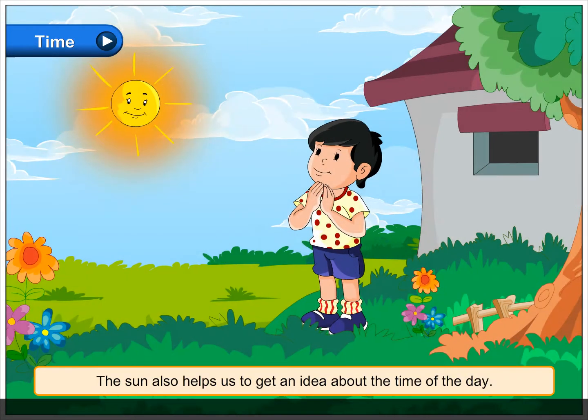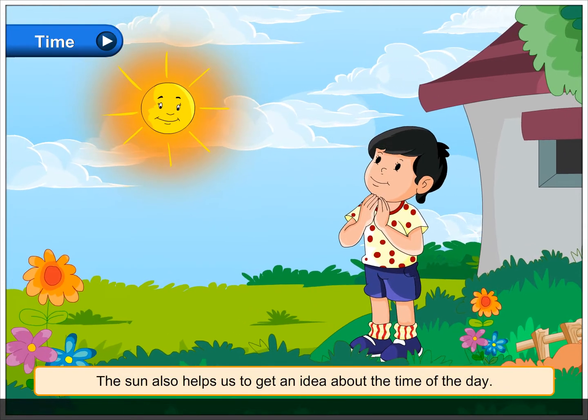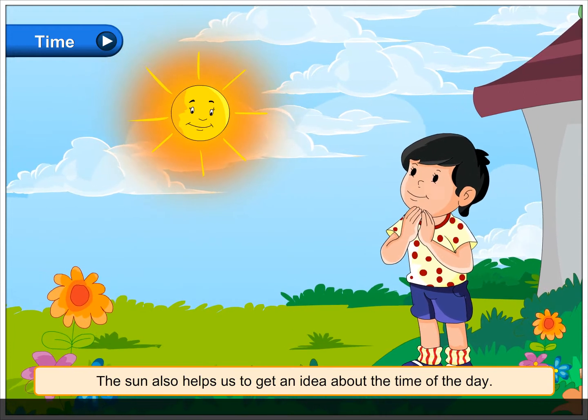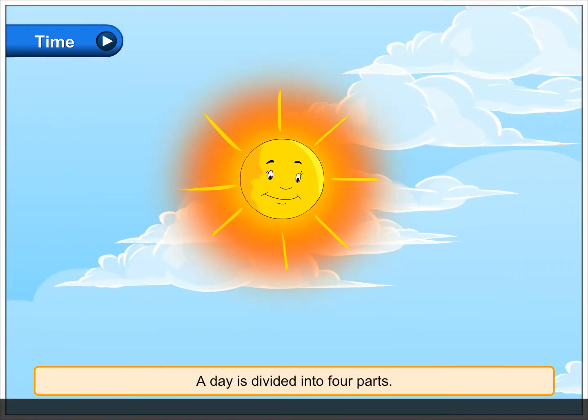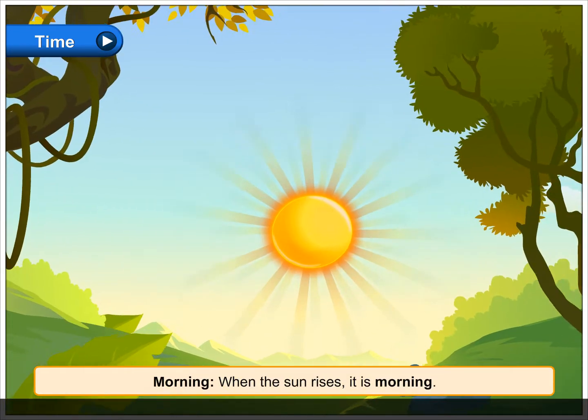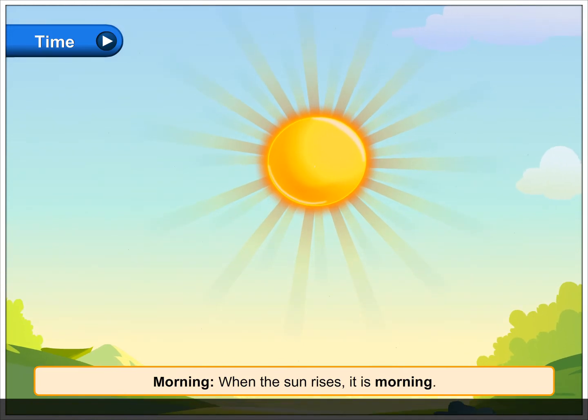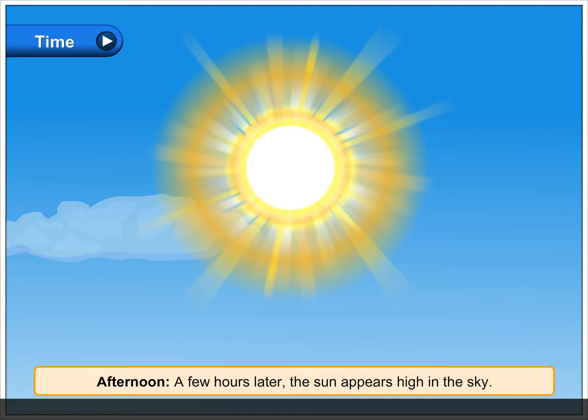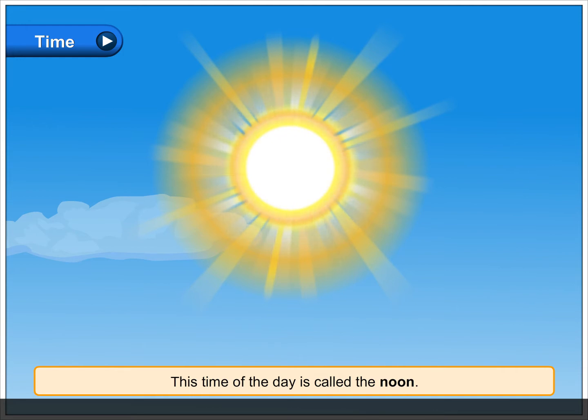time. The sun also helps us to get an idea about the time of the day. A day is divided into four parts. Morning. When the sun rises, it is the morning. Afternoon. A few hours later, the sun appears high in the sky. This time of the day is called the noon.